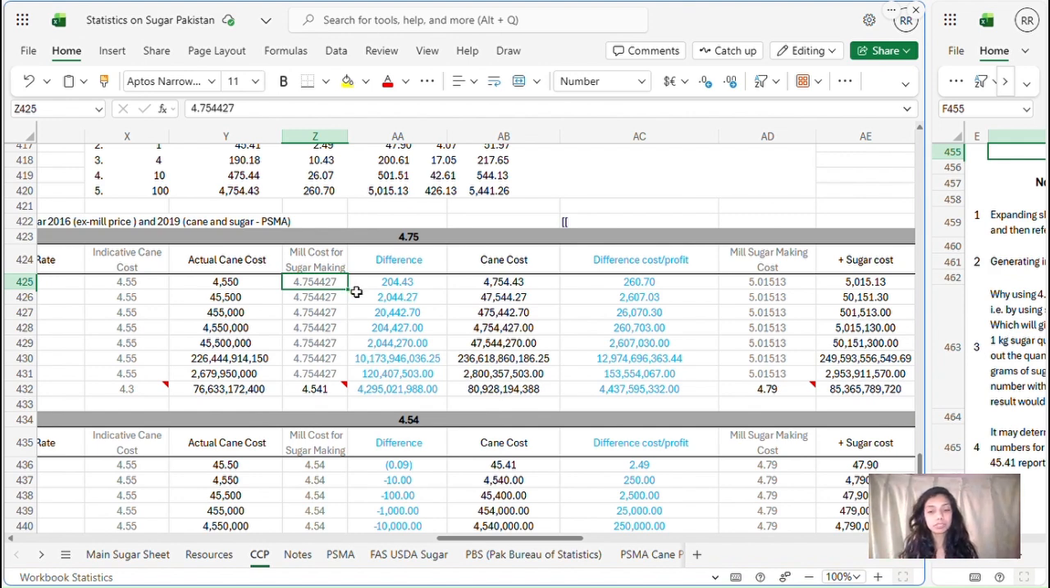Let's say we have the sugar recovery rate. Once we have the sugar recovery rate, what we could do is simply multiply the sugar recovery rate with the kgs of cane. Let's say 40 kgs of cane. We're going to get the sugar quantity amount. Once we get the sugar quantity, let's say 4 kg of sugar, we are going to divide that by 4. We are going to get the per kg sugar quantity.